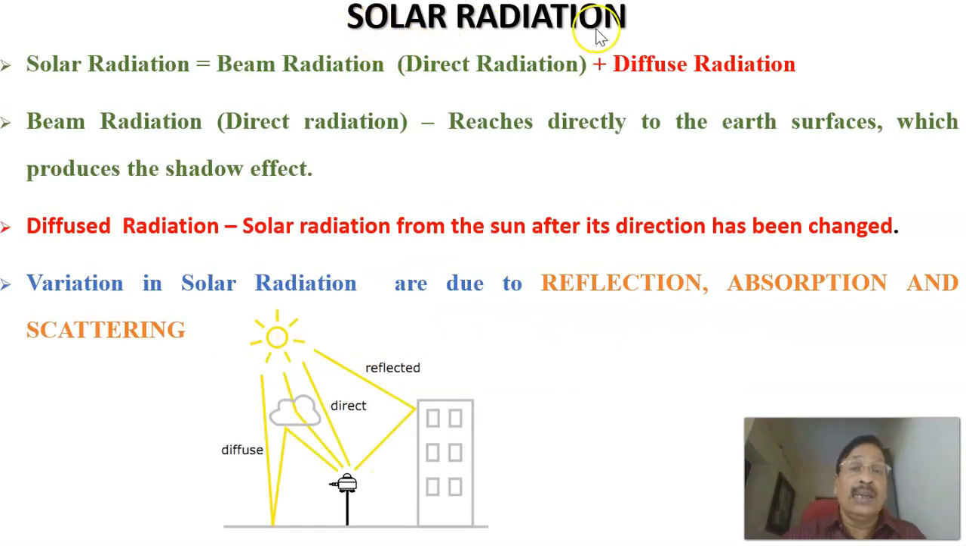As you know, solar radiation consists of beam radiation, that's direct radiation, and diffuse radiation. Beam radiation or direct radiation reaches directly to the Earth's surface, and diffuse radiation is solar radiation from the sun after the direction has been changed. The sum of this diffuse radiation and the direct radiation, we call it solar radiation. And of course, the variation in solar radiation is due to different reflection, absorption, and scattering.